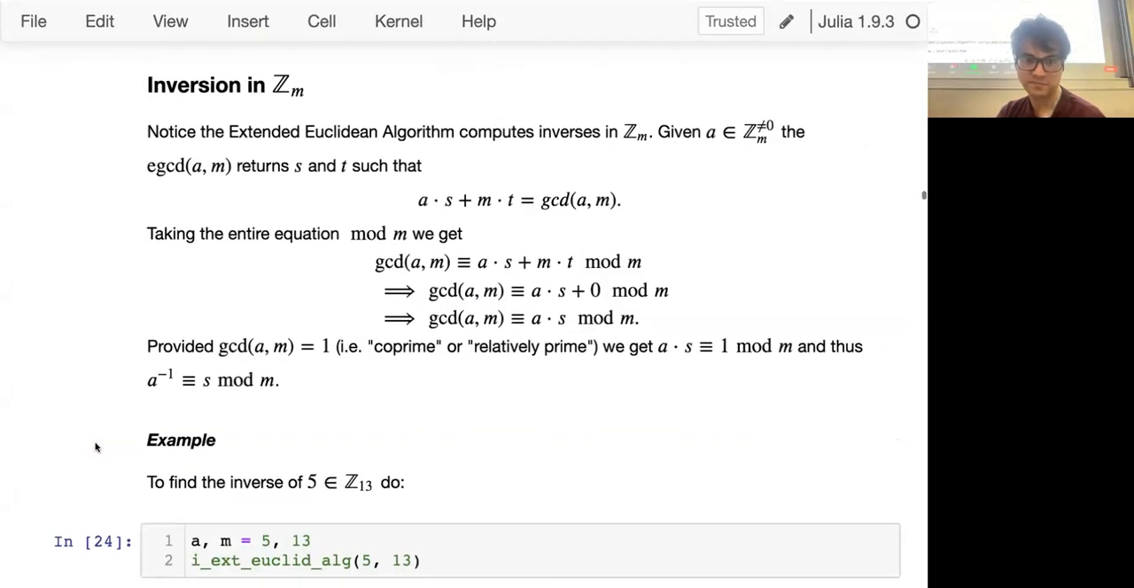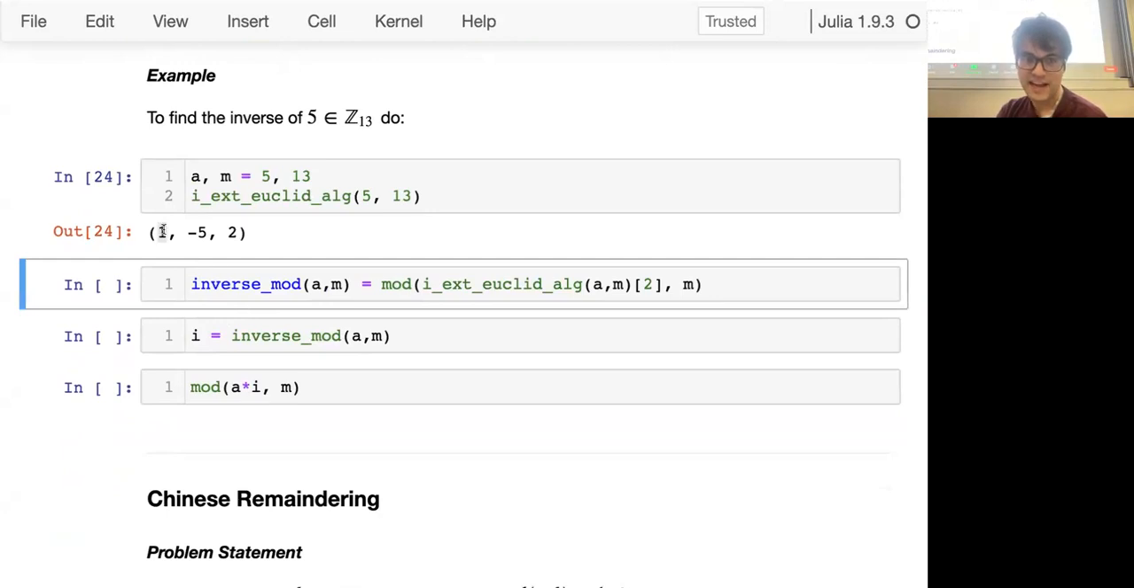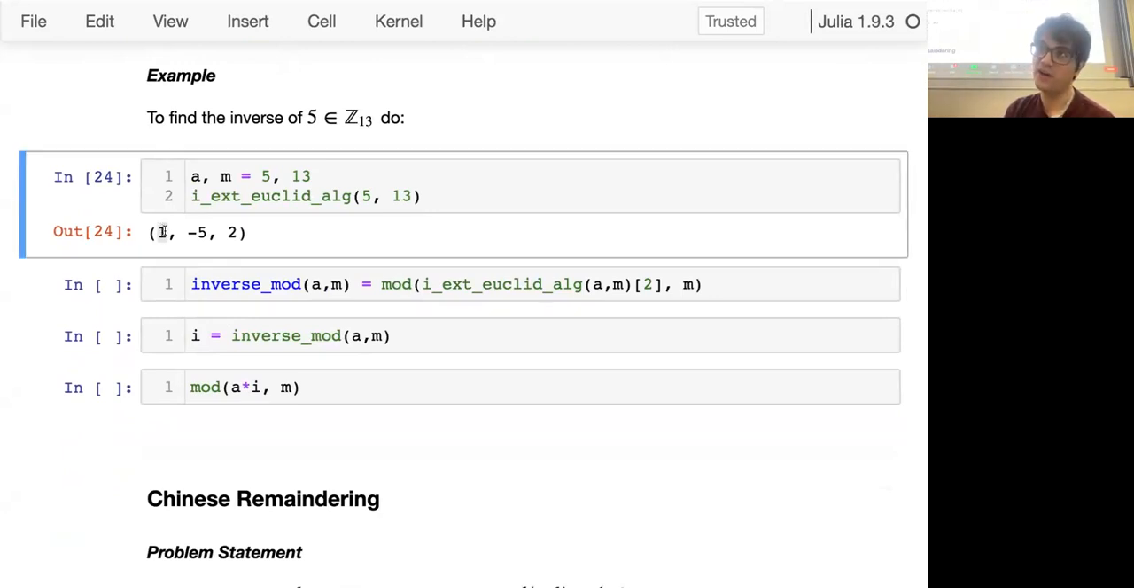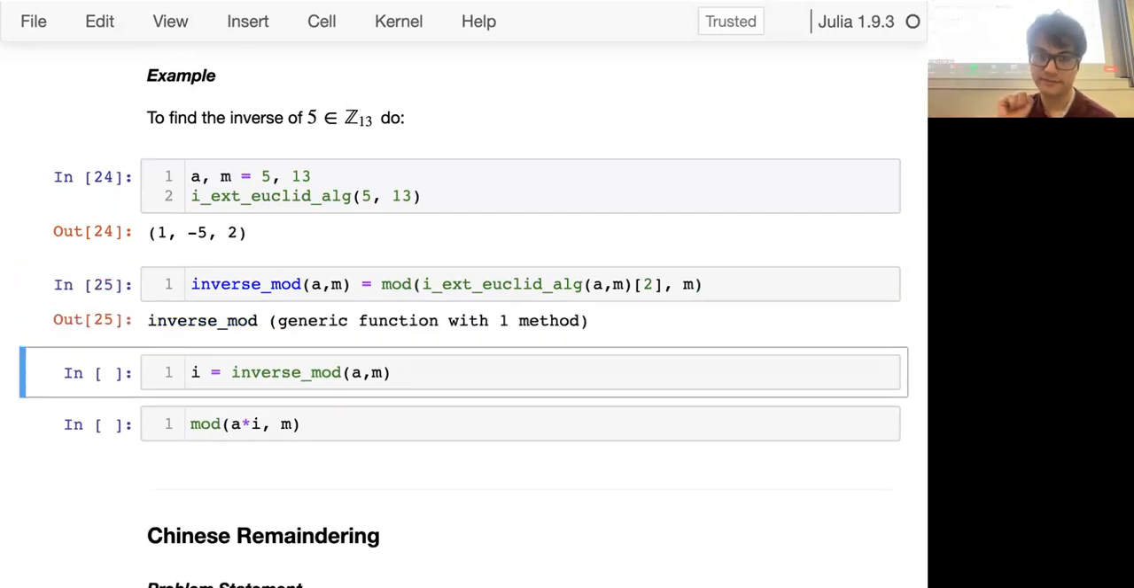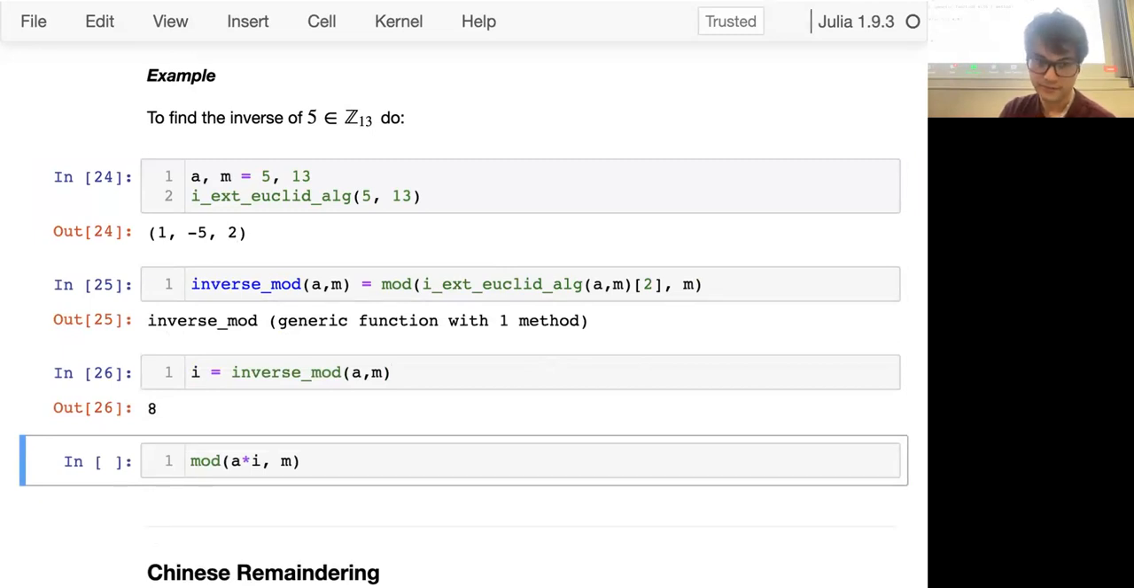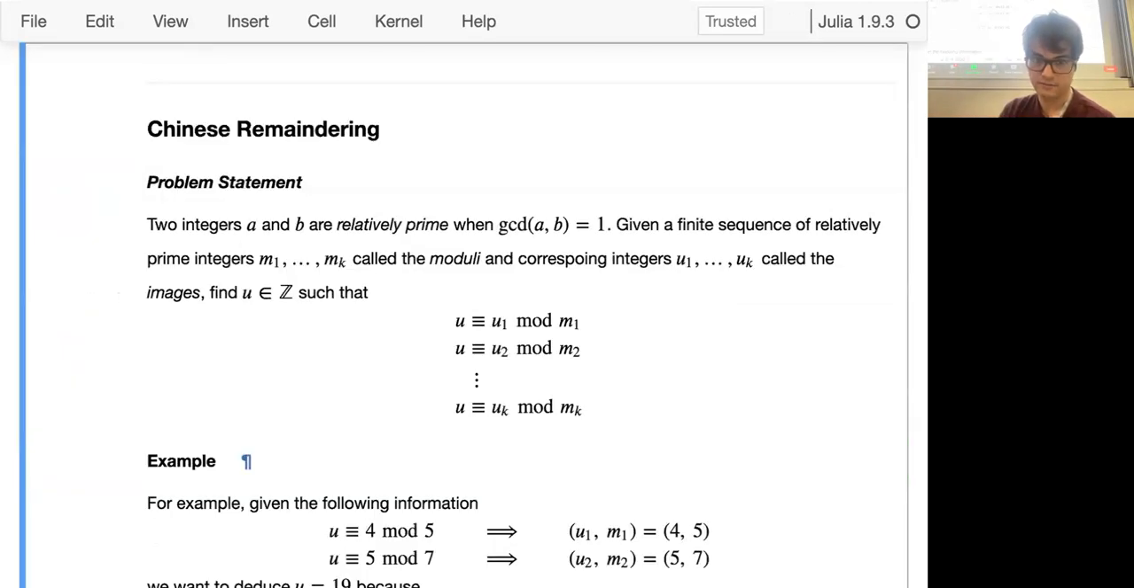Okay, so the GCD of 5 and 13 is 1. And this is the first Bezout coefficient that goes on 5, and this is the second one that goes on 13. So this means minus 5 times 5 plus 2 times 13 is equal to 1. So that's what I wrote here. Oh, it should be this. 8. And then what has happened?